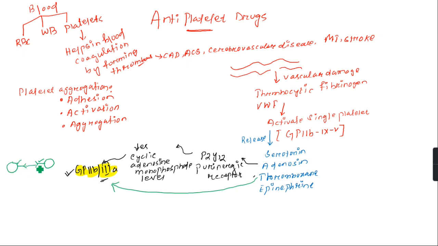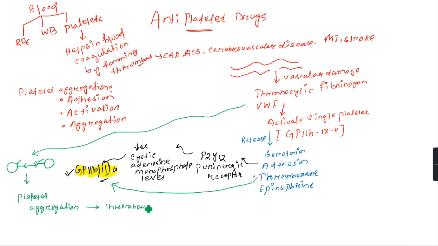What happens here is there is binding of certain substances present in the vascular endothelium, that is the von Willebrand factor and thrombocytic fibrinogen. Due to that, platelet aggregation takes place. When this platelet aggregation continues for a certain time, say hours to days, it leads to formation of thrombus, and when this thrombus doesn't dissolve, it leads to severe medical conditions like coronary artery disease, acute coronary syndrome, cerebrovascular disease, myocardial infarction, and stroke.